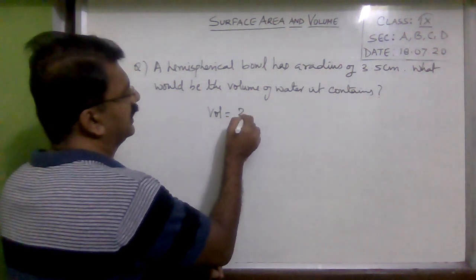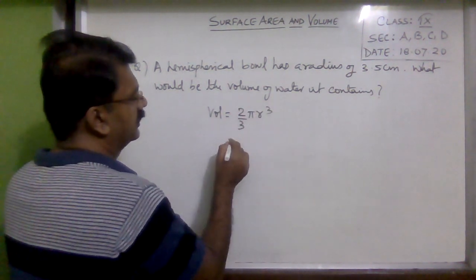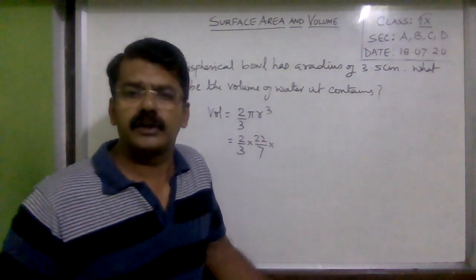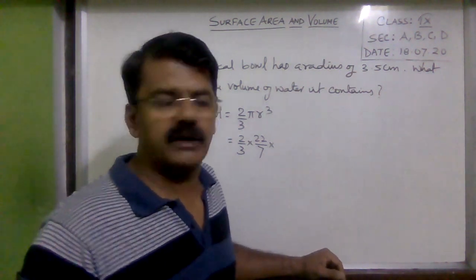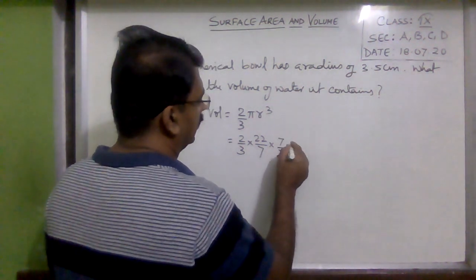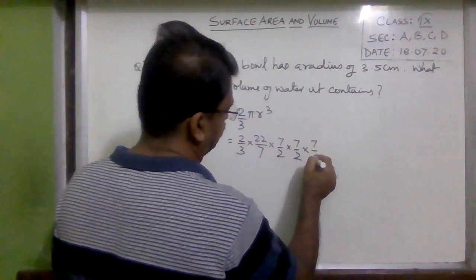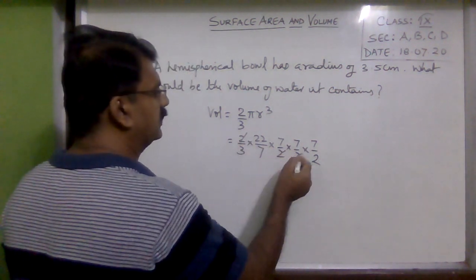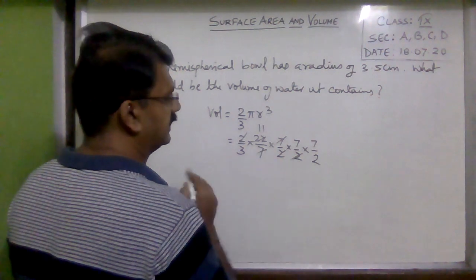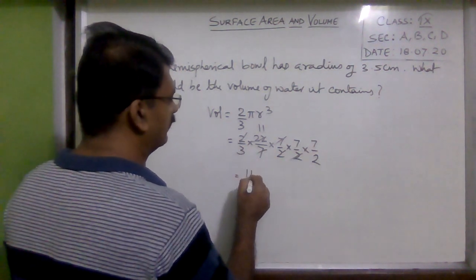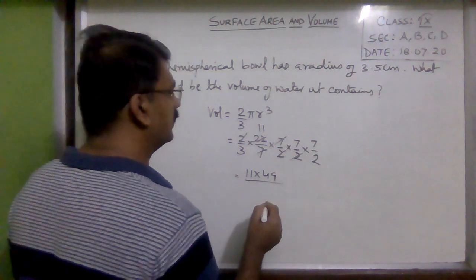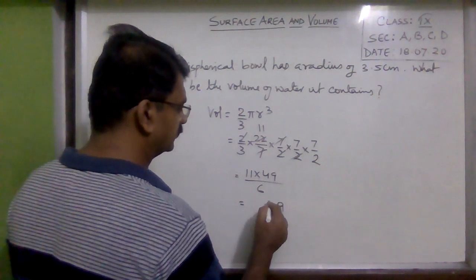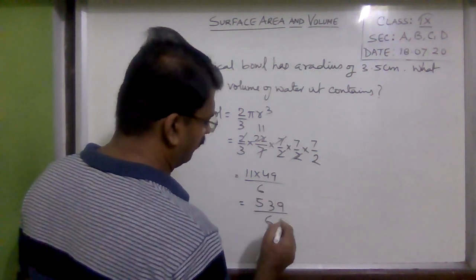Now it's a hemisphere, and you know that volume of a hemisphere is 2 by 3 pi r cube. So 2 by 3, pi is 22 by 7, and r cube, the radius is 3.5. You know 3.5 is nothing but 7 upon 2. So we'll write 7 by 2 into 7 by 2 into 7 by 2 like this. It makes our calculation easier. This 2 cancels out. This is 11. 7 is cancelled. So in the numerator we have 11 into 49, and in the denominator we have 3 into 2, that is 6. Now 11 into 49 is 539 upon 6.